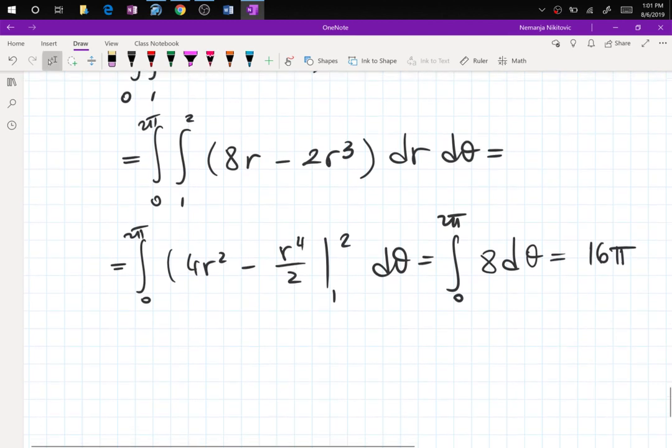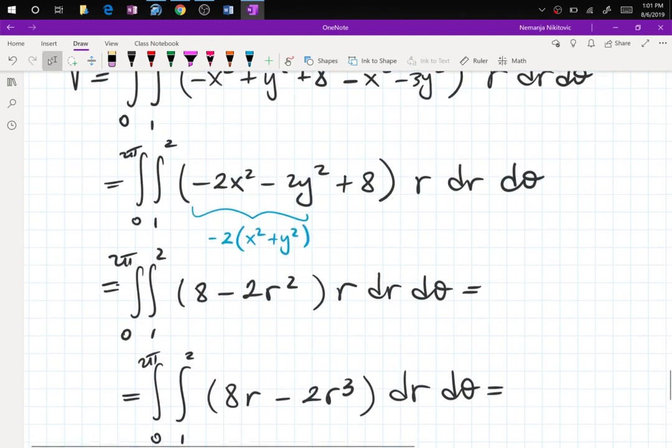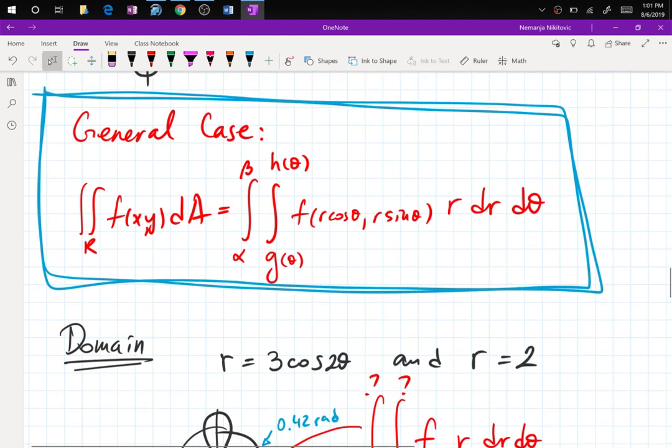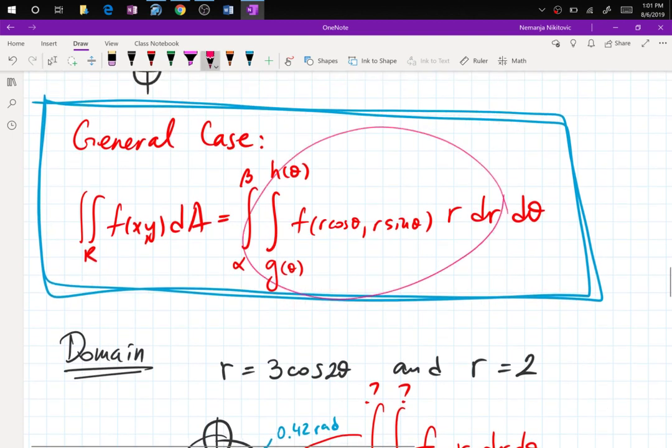The only thing that we added, in addition to what you already learned in Calculus 2, is this inner integral, which deals with an extra dimension that you need to calculate the volume. You used to have f r dr d theta in Calc 2. Now we are adding an extra integral inside, which is allowing us to actually calculate the volume.